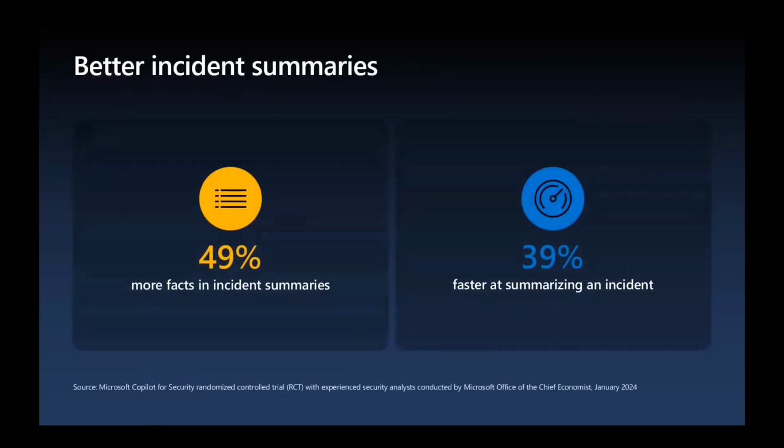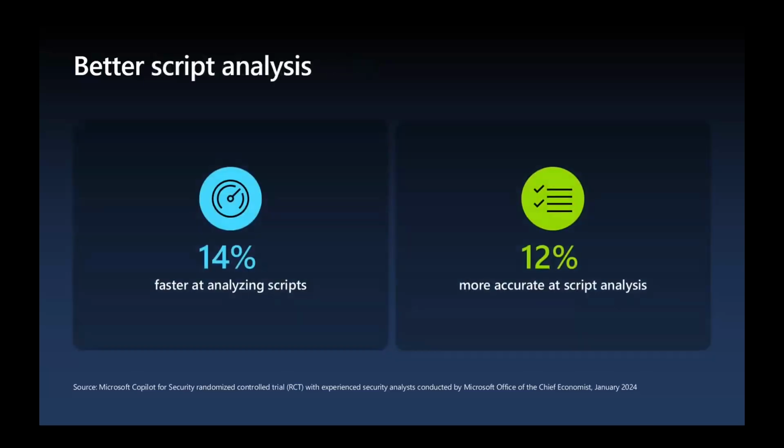Now, how powerful is this? Of course I'm with Microsoft and I'm going to say everything is great, but look at these summaries. People have researched and tracked this, and there are 49% more facts in incident summaries. That's kind of expected, because it's a computerized generation of facts. It's not going to miss anything. But it's also faster at summarizing the incident. Nobody likes this kind of paperwork of report writing. It's also faster at analyzing scripts, and this is not even mentioning the fact that you don't even need to know how to do it. It's more accurate, 12% more accurate.